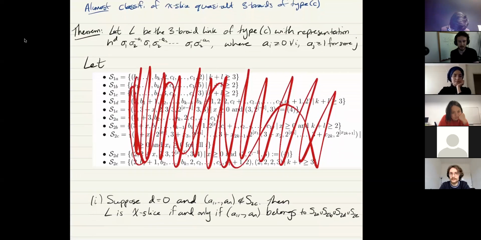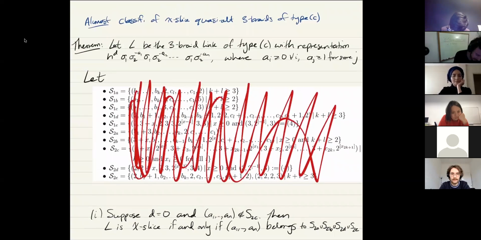And so here's the first part. So if D is 0, these are actually just regular old alternating links. And if D is 1 or -1, then it's no longer alternating and it's quasi-alternating. And so this first case is something that Vitaly was looking at.